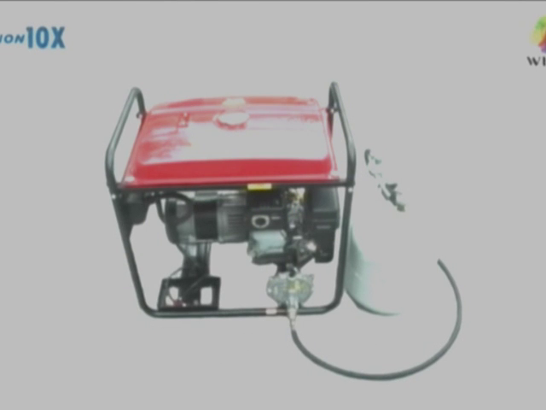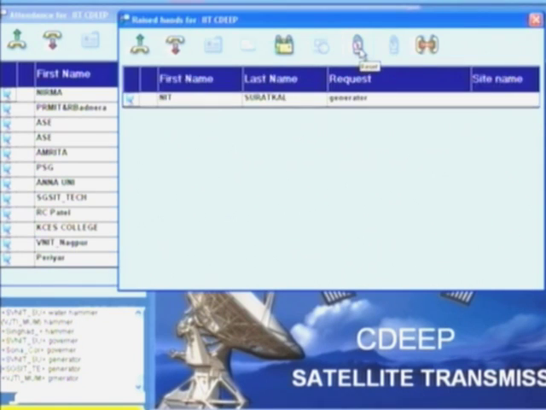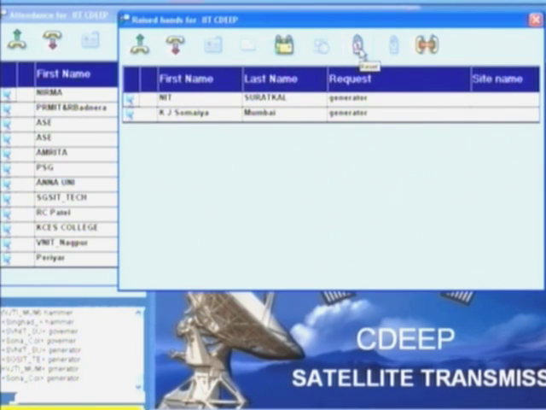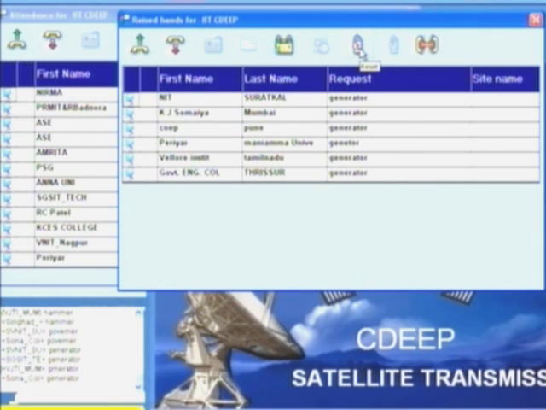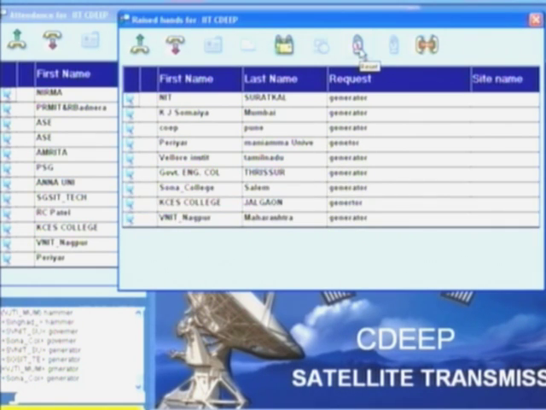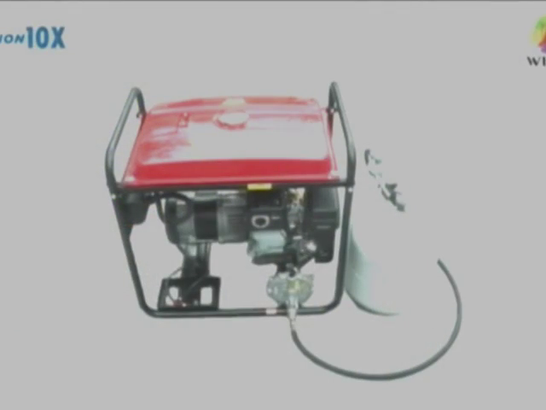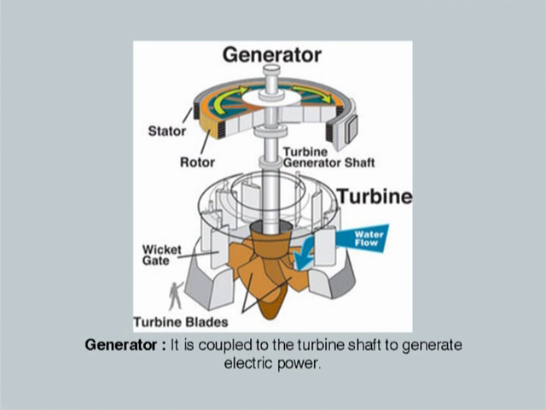This is an easy one. Let's have it quick. Yes, NIT Suratkal gets it first. So does Somaya, COEP, Periyar, Vellore, VNIT, everybody. Yes, that's right. That is the generator coupled to the turbine shaft to generate electric power.